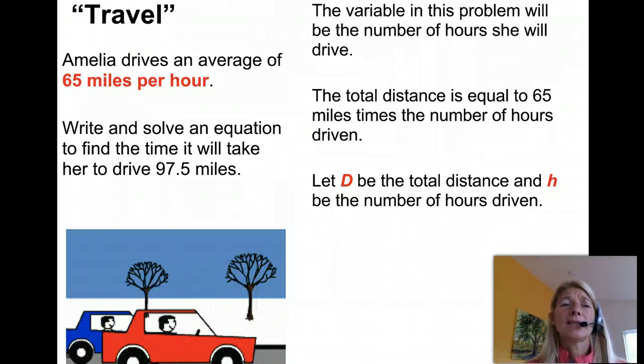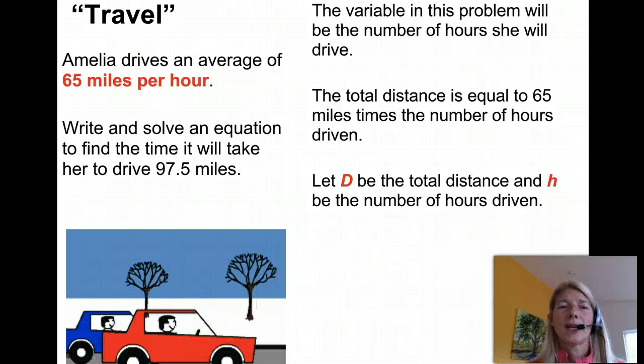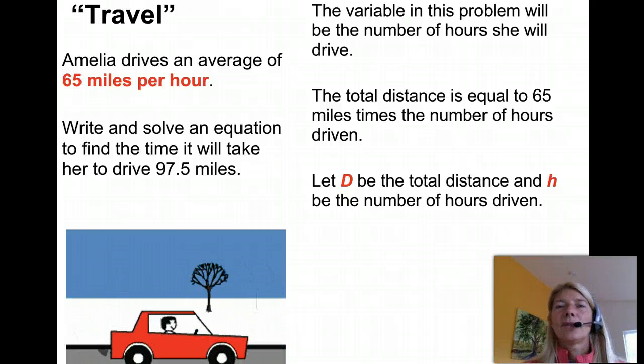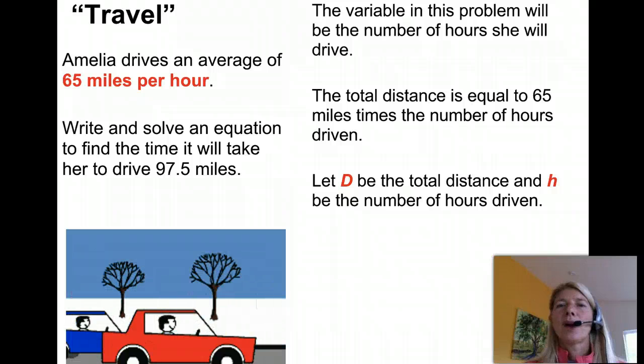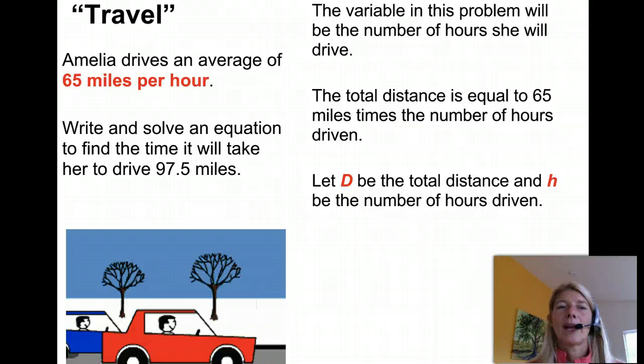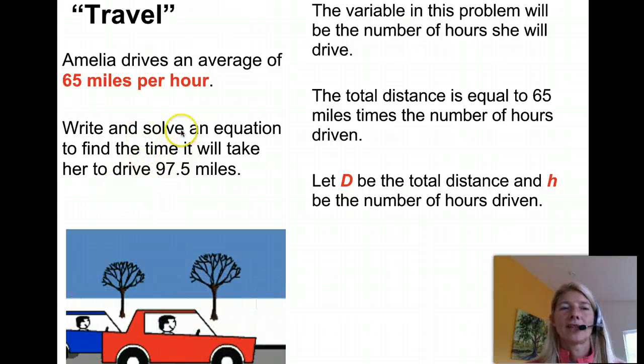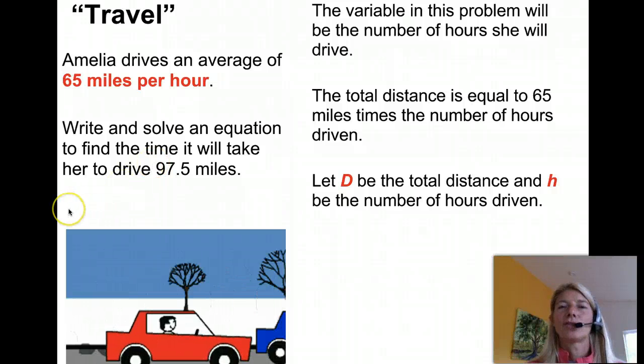We want to write and solve an equation to find the time it will take her to drive 97.5 miles. So some things to think about. The variable in this problem will be the number of hours she will drive. We don't know how many hours it will take her to drive. That is what this question right here is asking. Find the time it will take her to drive.